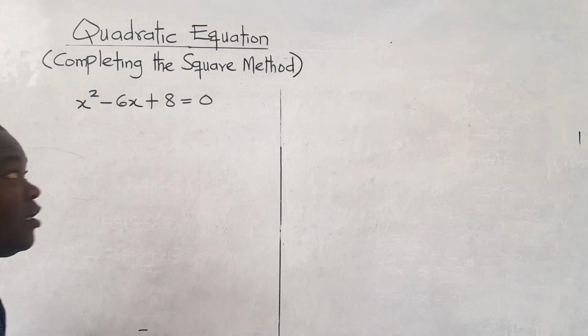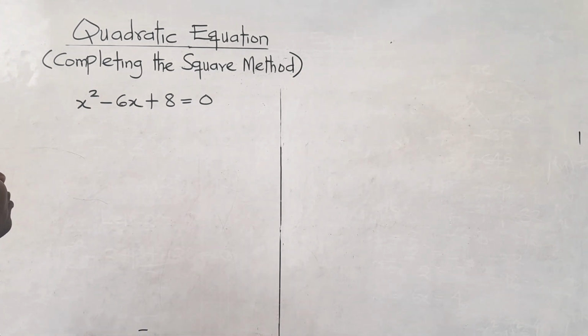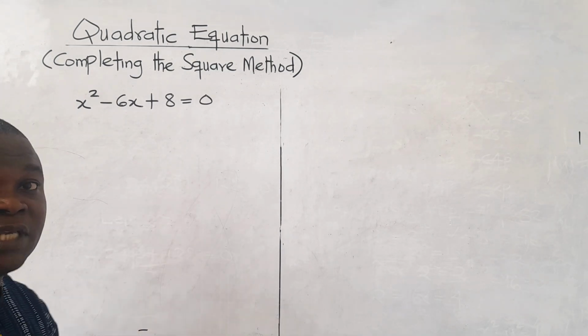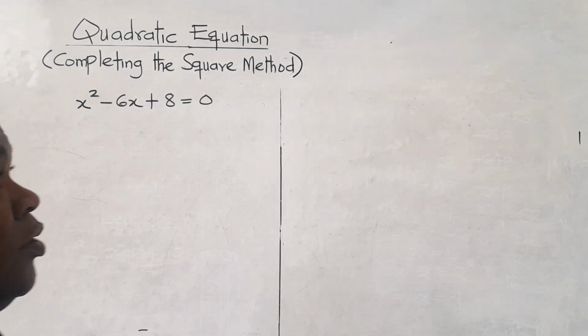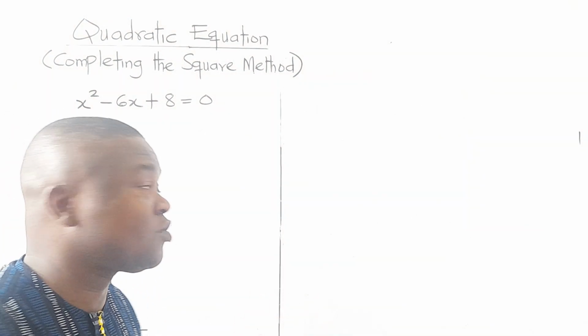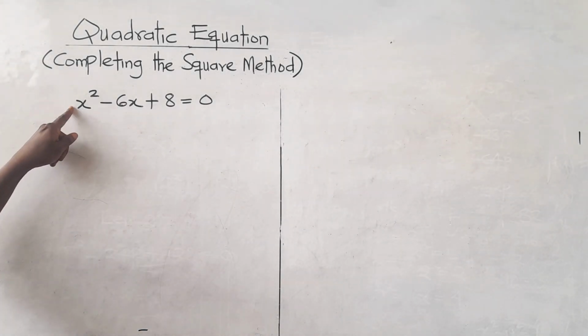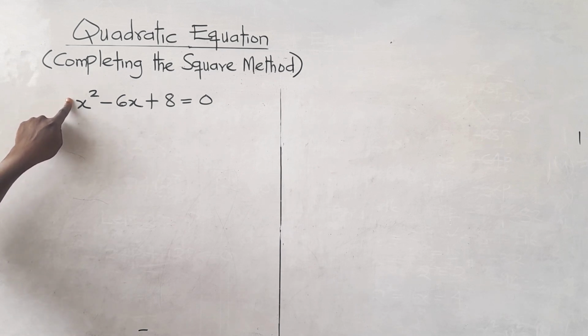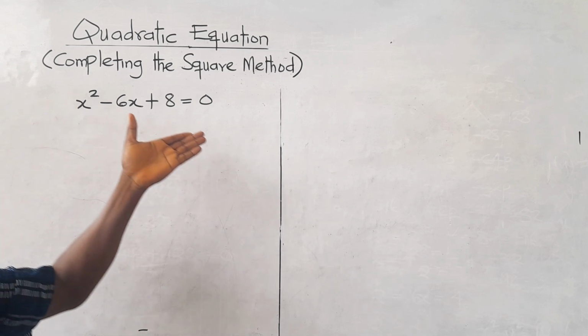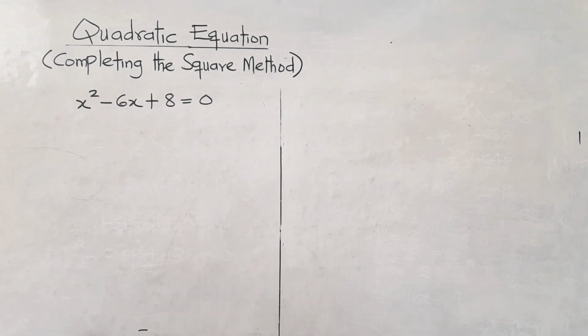Okay, we have this quadratic equation, completing the square method. x squared minus 6x plus 8 equal to 0. We want to solve this using the completing the square method. Let's go. First, you divide everything through by the coefficient of x squared. But here the coefficient of x squared is 1, so you don't need to do that.